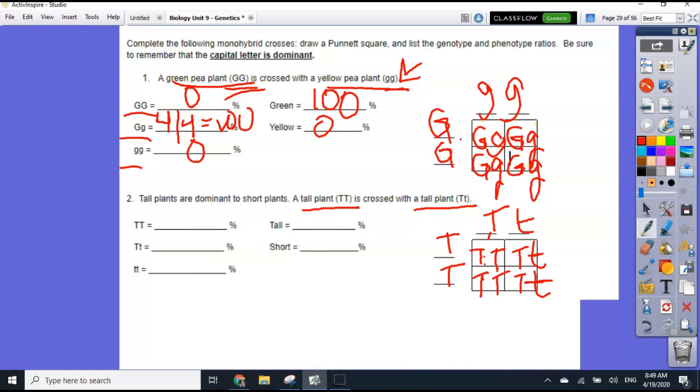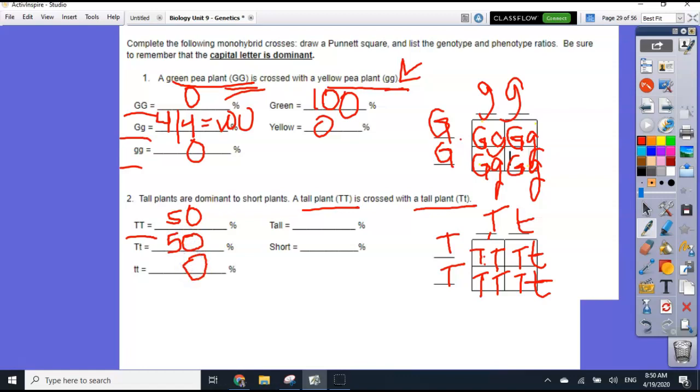All right, so let's look at our percentages. So big T, how many of them are big T? We've got 2. So 2 out of 4 is going to be what percentage? Half, right? So half is 50%. What about big T, little t? How many do we have there? That's also 2 out of 4, so that's going to be 50%. And little t, we don't have any, so that's going to be 0.